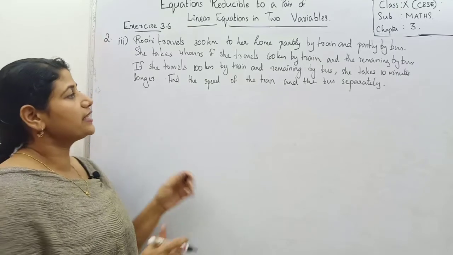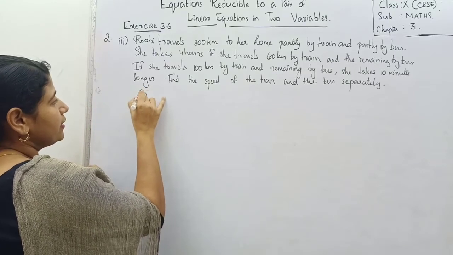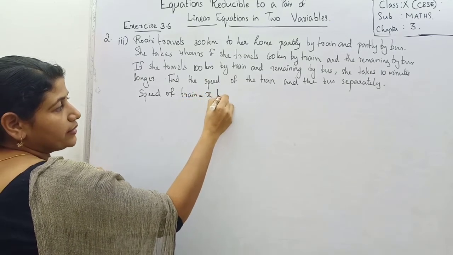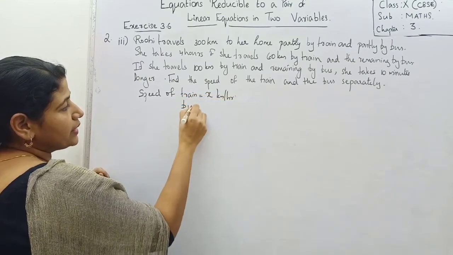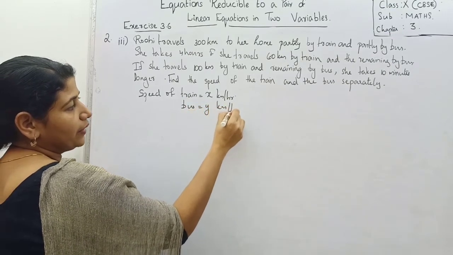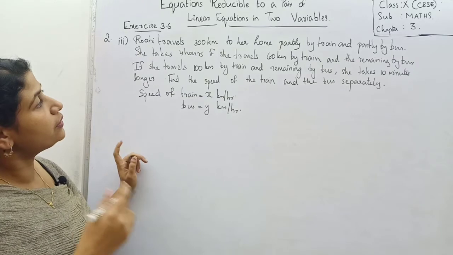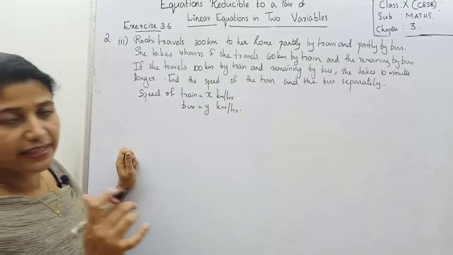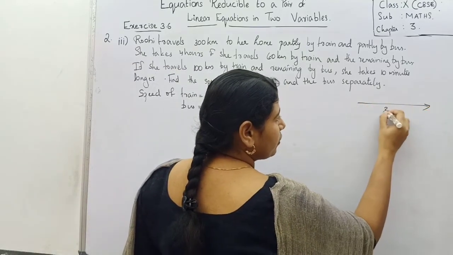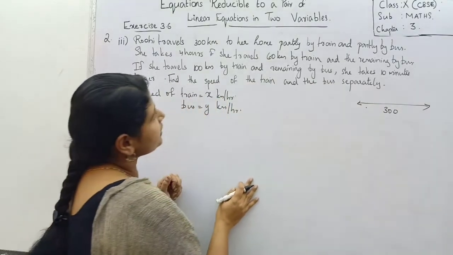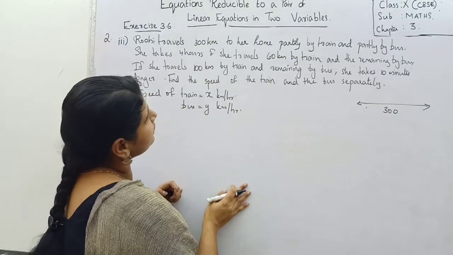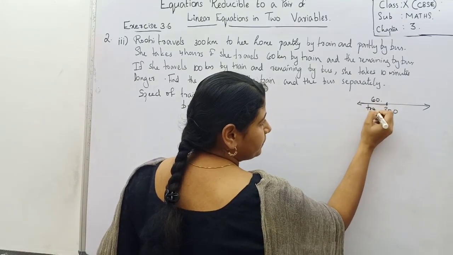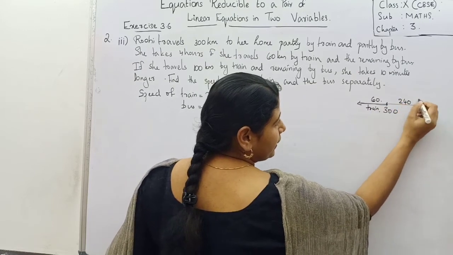So first we can take the speed of train as x kilometer per hour, and the speed of bus as y kilometer per hour. Now coming to the question, the total distance she wants to travel is 300 kilometers. If she starts traveling 60 kilometers by train, up to 60 kilometers by train, and the remaining 240 by bus.